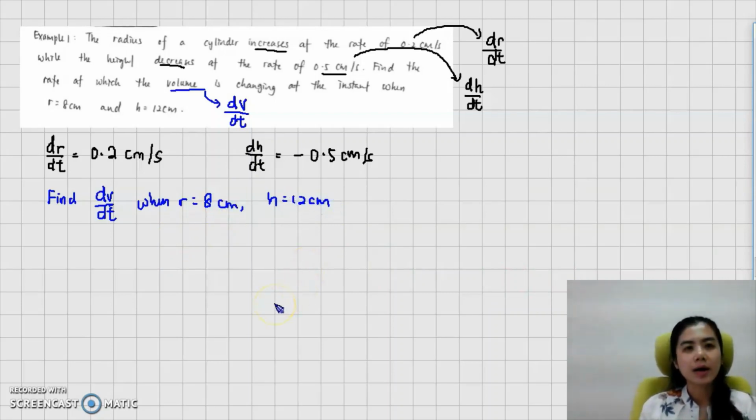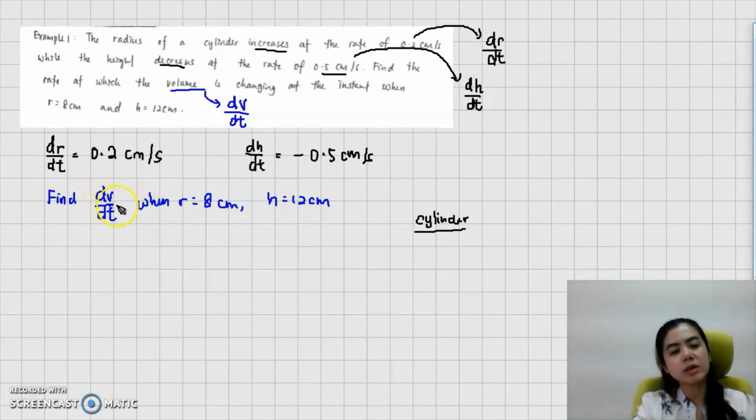Okay, so we are talking about a cylinder. If we are talking about a cylinder, we have the formula for the cylinder, and it's related to the volume. We are interested to know the change of the volume of this cylinder. So we're going to use the formula of the volume. The formula for the volume of a cylinder is V = pi r squared h.